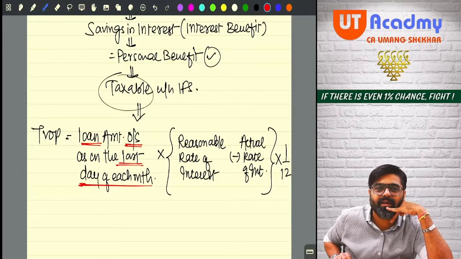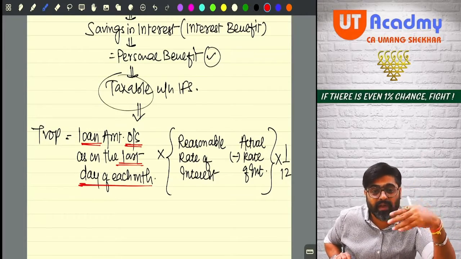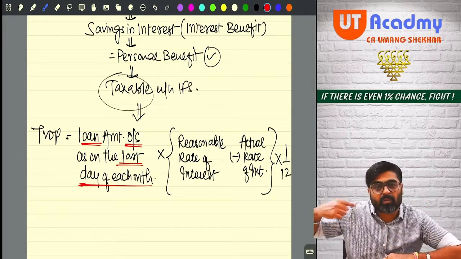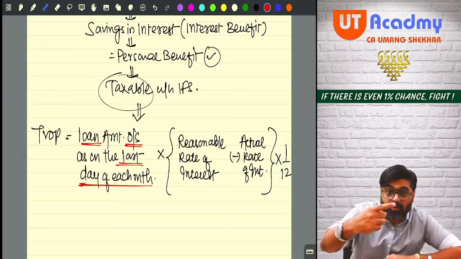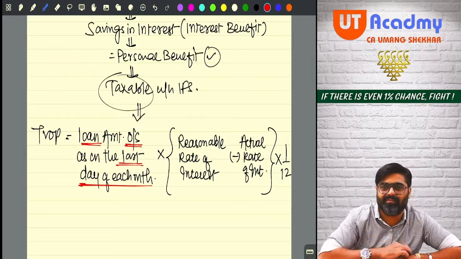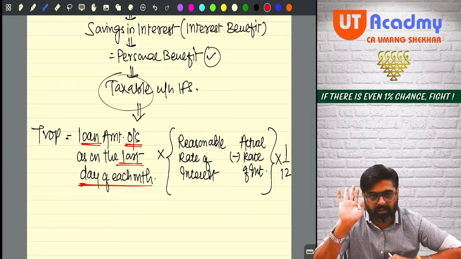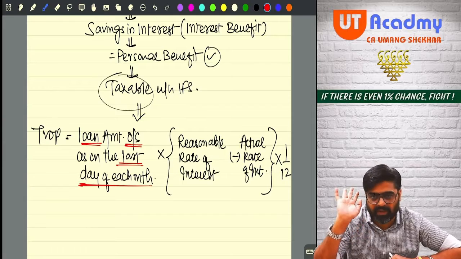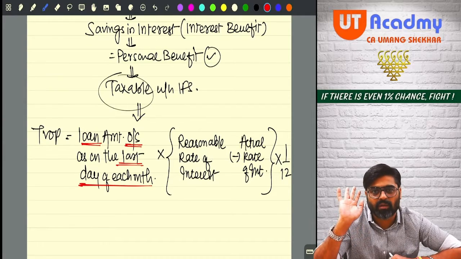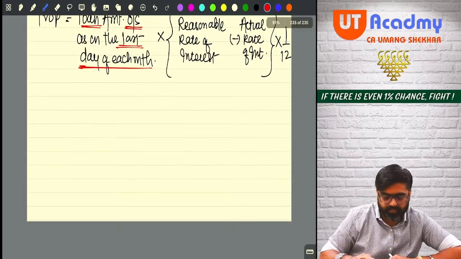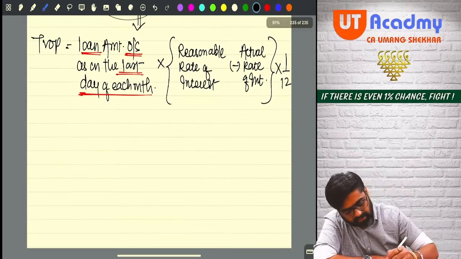But what if every month the repayment is happening? Every month the loan amount will keep on changing, so every month you will have to do this calculation. Getting my point? So now I will take one example, and with that example you will understand.